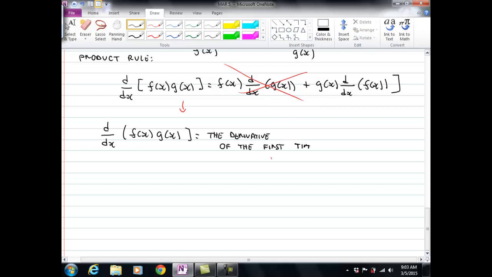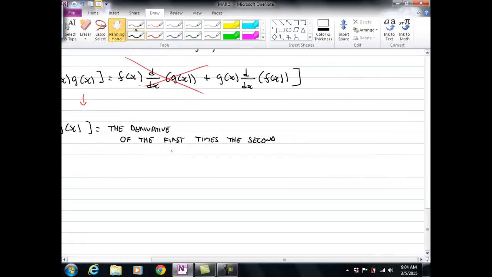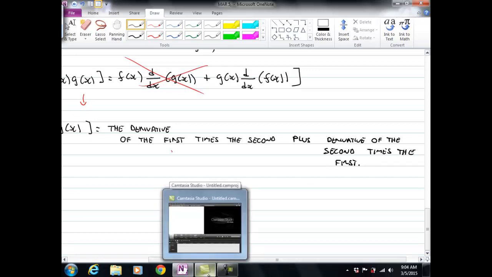Times the second, plus the derivative of the second times the first. Okay. I've got to pause it, and we're going to practice saying this. You've got to say this 3 times. I guarantee you, once you say it 3 times, it's in your head for life.